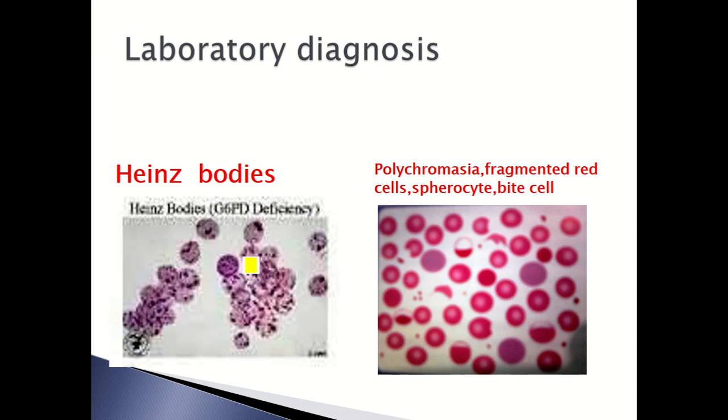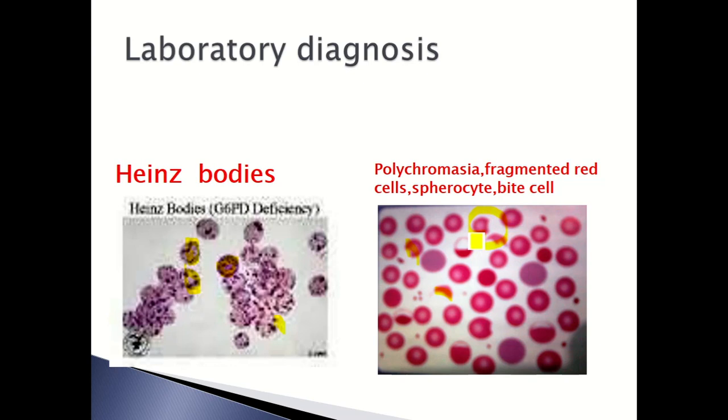See, these are the Heinz bodies, right? These are blackish dots within the RBC. And now this is a polychromatic picture, with fragmented RBCs and a bite cell. This is a typical bite cell, just like we bite something, right? So this is the characteristic of G6PD deficiency. These are the laboratory findings of G6PD deficiency.